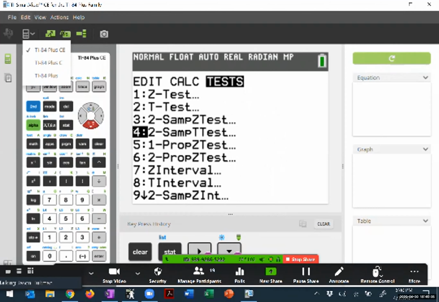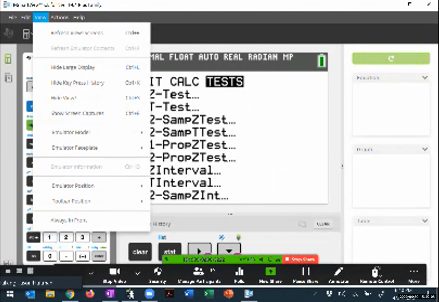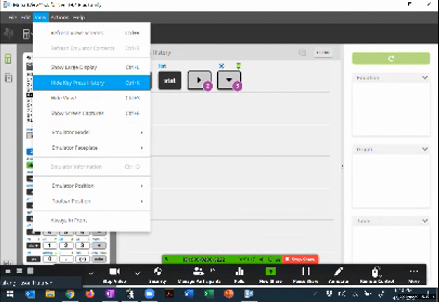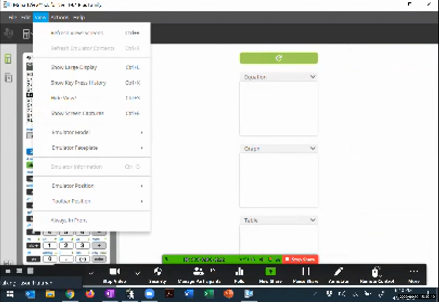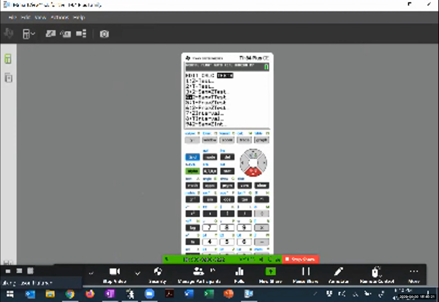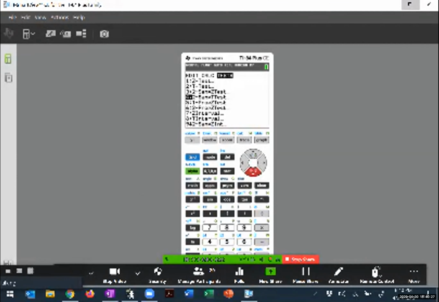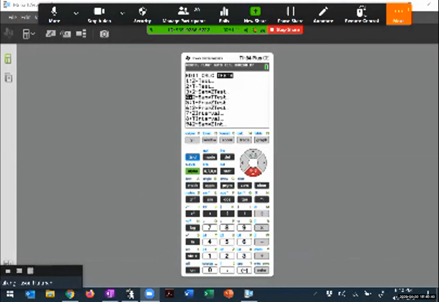So where's the emulator view? View, let's see, hide large display. There's the small display. Let's hide key press history, and then hide view, boom. I wonder if I can minimize this thing to make it even nicer. It's kind of hard to see the bottom row there, but at any rate, I just hit enter.